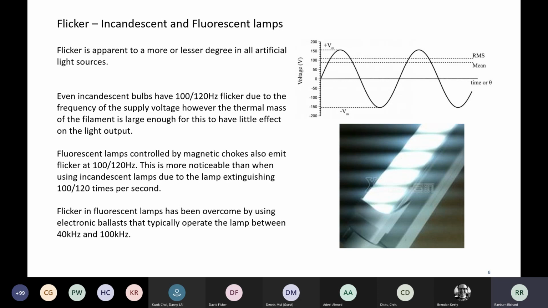incandescent lamps. As I mentioned before, fluorescent lamps with old magnetic style chokes emit flicker at 100 or 120 hertz depending on your mains frequency. And this can be quite noticeable. But that was cured by changing to electronic ballast at a much higher operating frequency of the lamps. So that completely went away then.